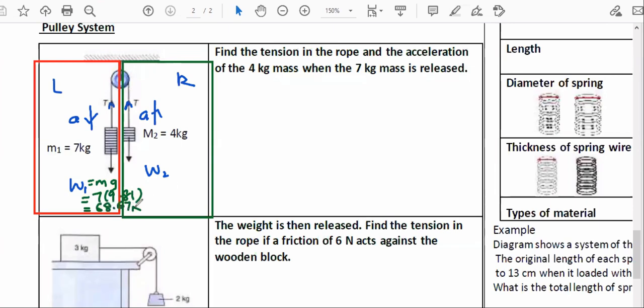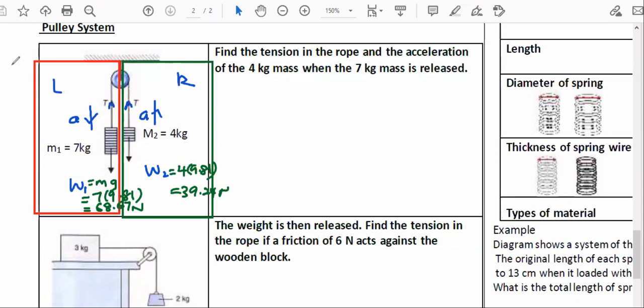Okay, so now this one will be what? 68.67 Newton. Then same goes for your W2, 4 times 9.81. But of course, there will be a lot of decimal points when they don't use 10. But this is a more accurate value. That's why they want you all to be familiar with it.